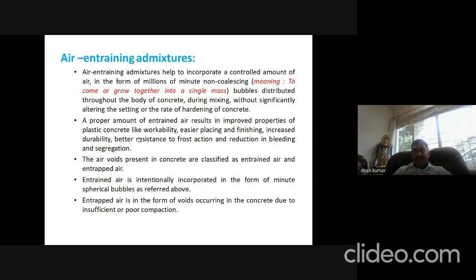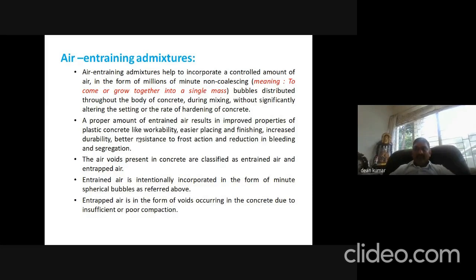Easier placing and finishing. Increased durability. Better resistance to frost action. And reduction in bleeding and segregation. Bleeding and segregation are two important problems.